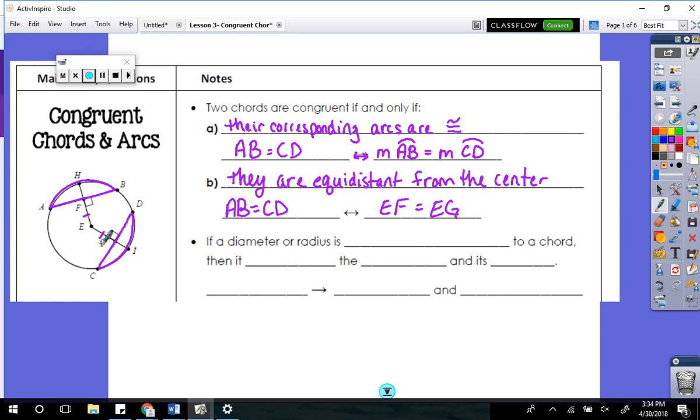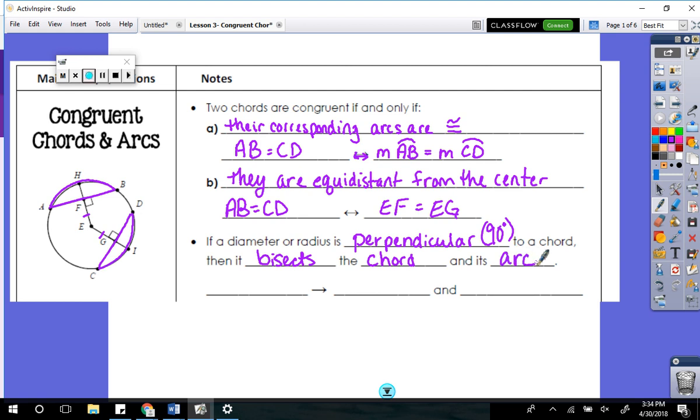All right, if the diameter or radius is perpendicular (90 degrees) to a chord, then it bisects, cuts in half, the chord. Remember, a chord is a line that goes from one side of the circle to the other. It doesn't go outside the circle. And its arc.